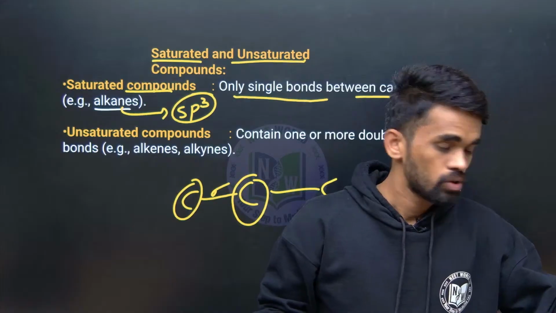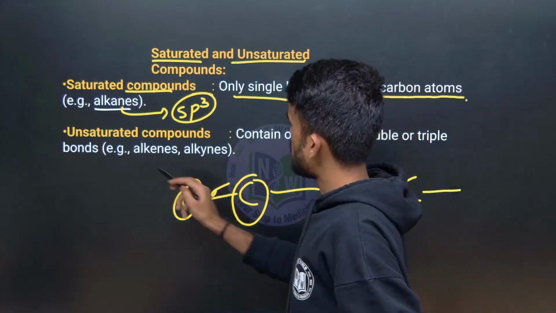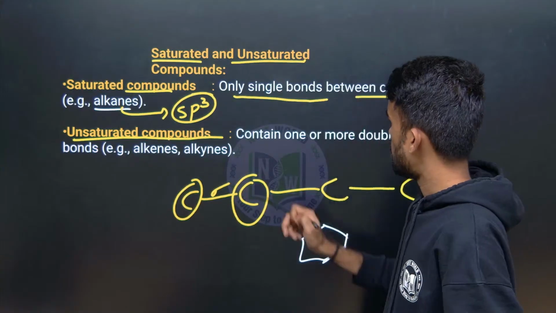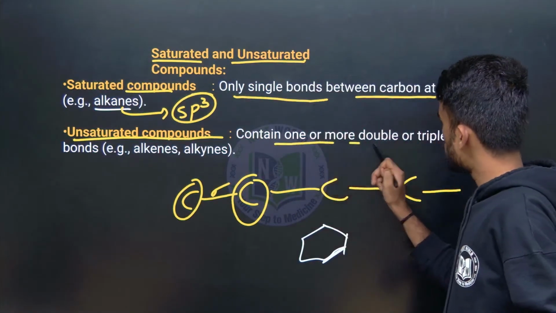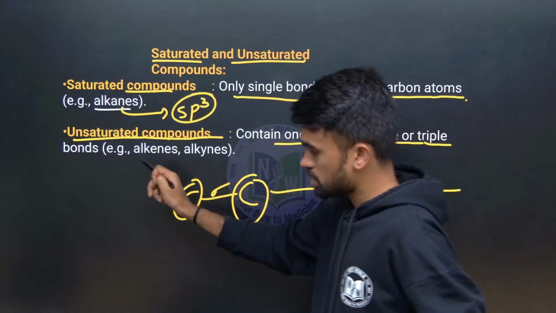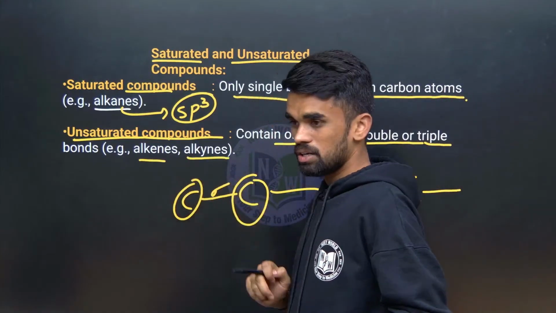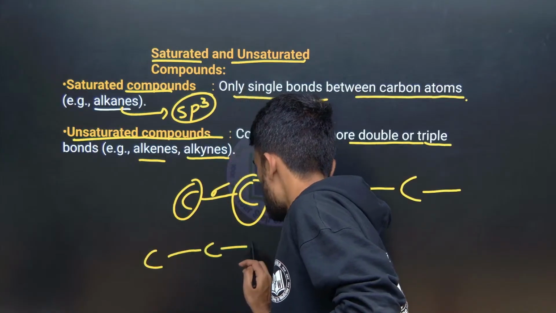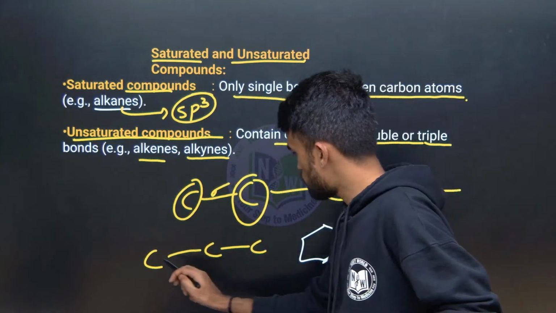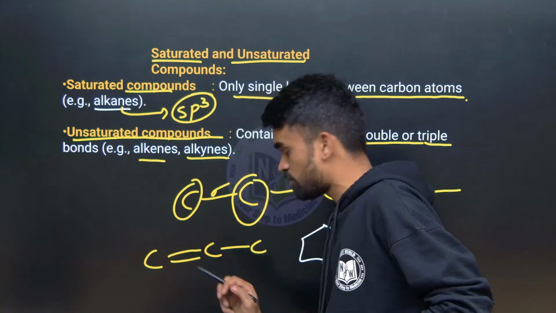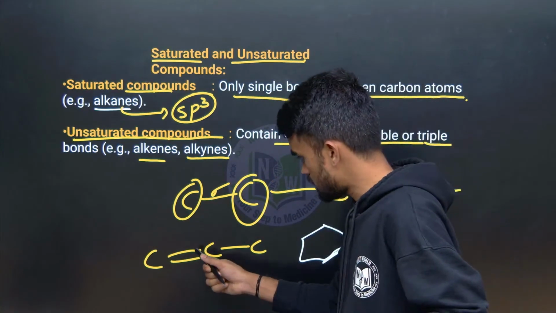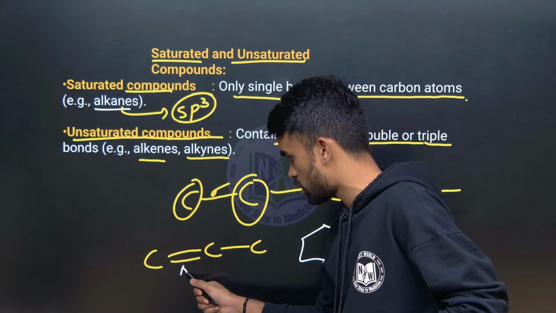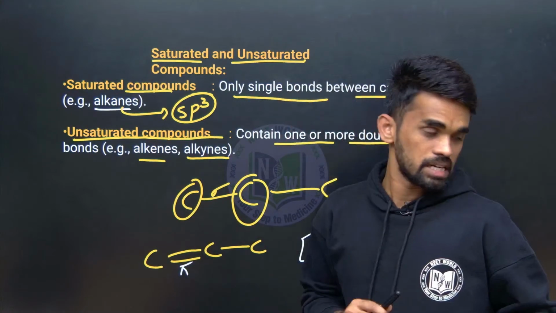sp3. Okay. Next, what about unsaturated compounds? They contain one or more double or triple bonds. Examples are alkenes and alkynes. It means that between carbon-carbon there will be at least one multiple bond. I mean, at least at one position between two carbons there will be at least one pi bond in the given compound.